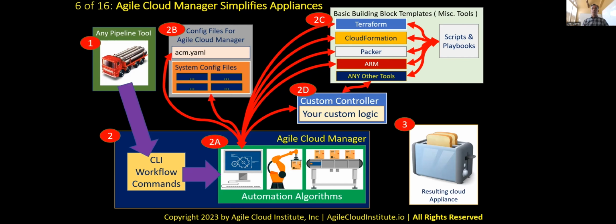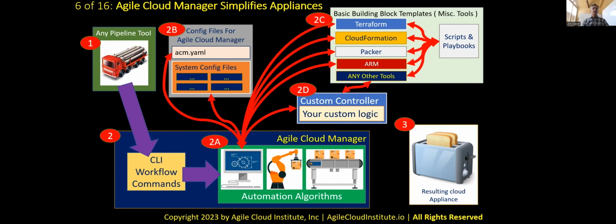We have built-in controllers in the Agile Cloud Manager for several different things, including Terraform modules, CloudFormation templates, Packer templates, and ARM templates. Also, if you want to integrate other things that are not covered by our built-in controllers, we also have examples that work in our demos of custom controllers that enable you to take all the pre-existing logic you already have and encapsulate that pre-existing logic inside a custom controller that also can be orchestrated by the Agile Cloud Manager.